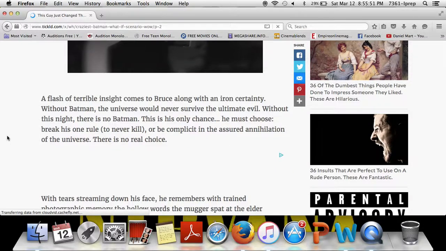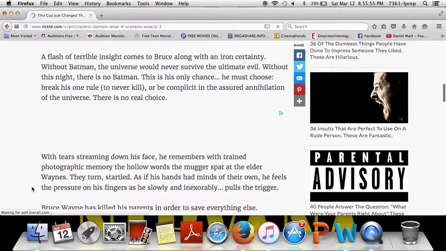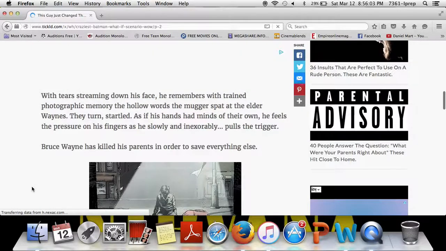With tears down his face, he remembers with strange photographic memory the hollow words the murderer spat on the elder Wayne, Thomas Wayne. They turned startled as if his hands had minds of their own. He feels the pressure on his finger as he slowly and inexorably pulls the trigger. Bruce Wayne has killed his parents in order to save everything else.